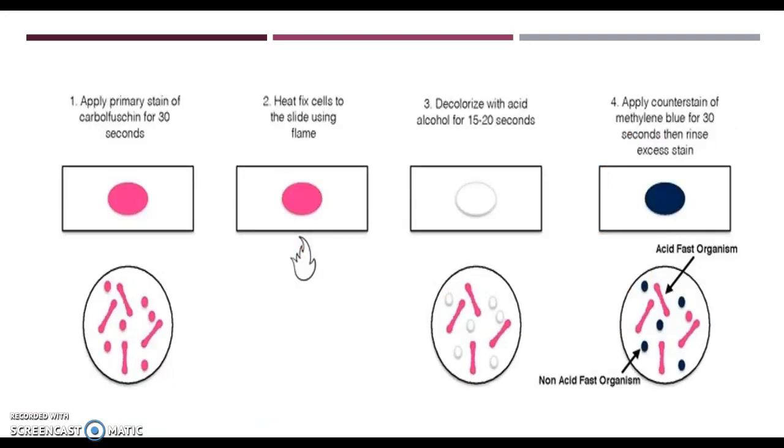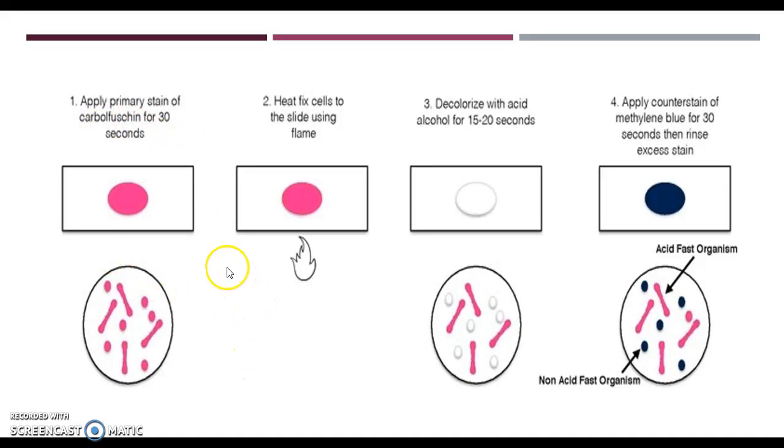This is an acid-fast staining procedure, and we begin by staining the smear with carbol fuchsin, and we get this bright pink color.